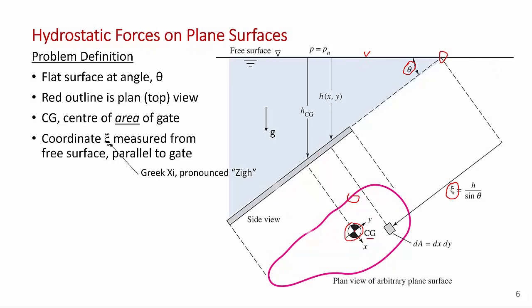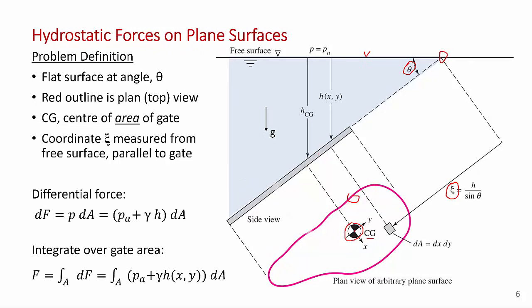So what we need to do is integrate the hydrostatic pressure distribution over the gate. We're going to consider a little differential area dA equals dx dy, and the local depth at that point is h of x and y. And so the pressure at that point is going to be the atmospheric pressure.